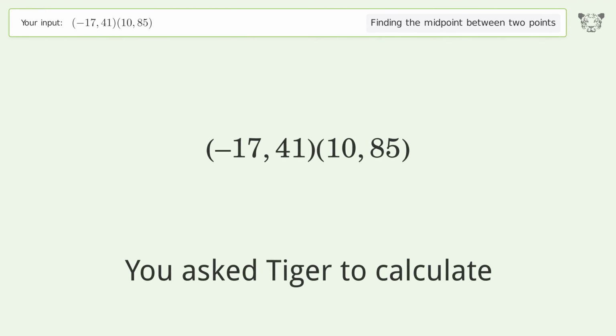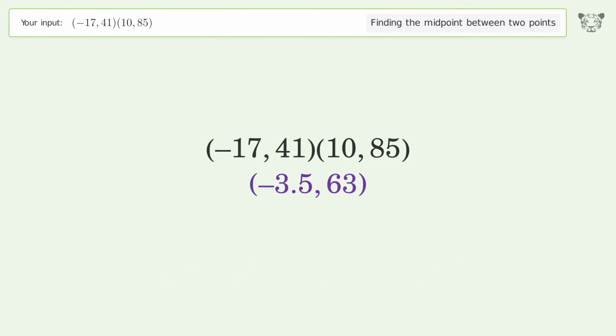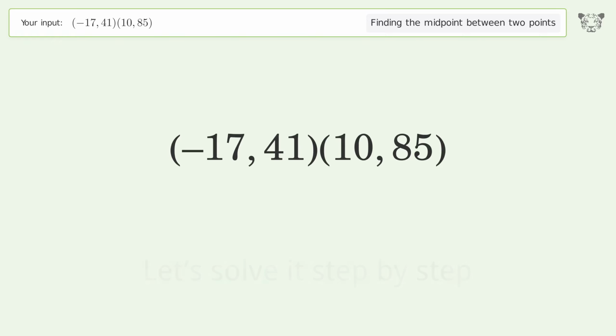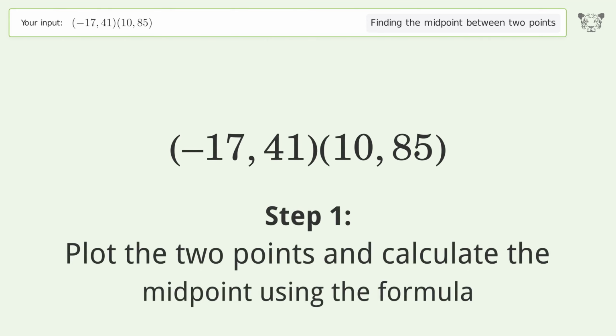You ask Tiger to calculate. This deals with finding the midpoint between 2 points. The midpoint between the 2 points is negative 3.563. Let's solve it step by step. Plot the 2 points and calculate the midpoint using the formula.